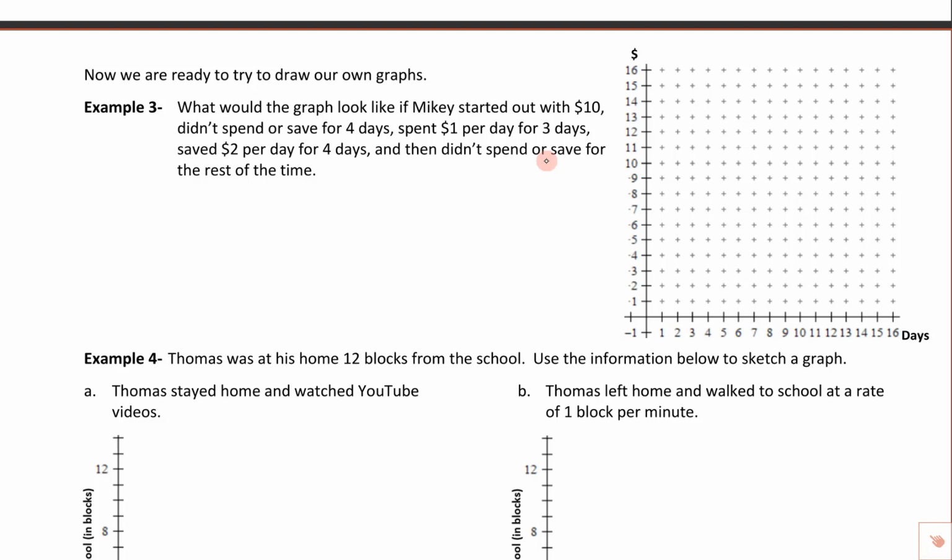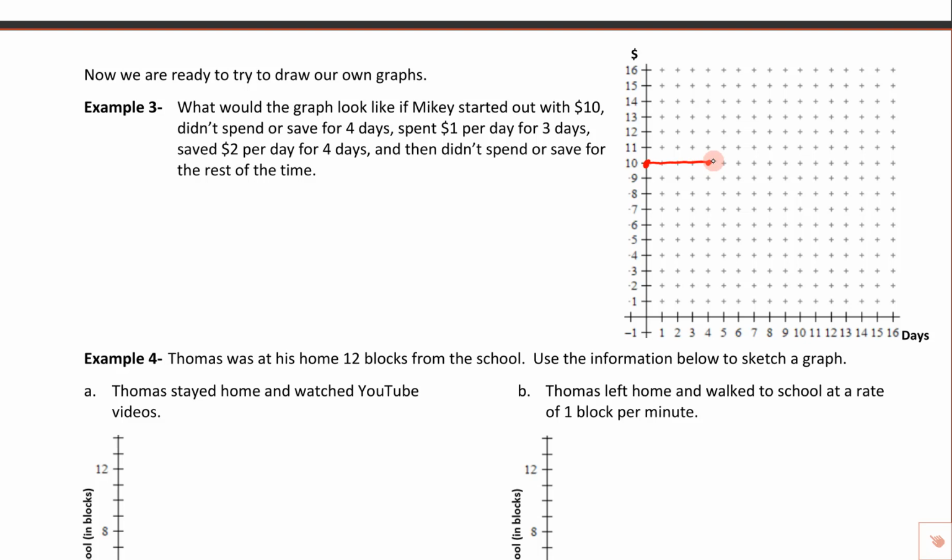Okay, so let's start out with what they started out with here. So he started out with $10. So on day 0, let's start our stopwatch right here. On day 0, he started out with $10. And then it says he didn't save or spend money for 4 days. Well, if he didn't save, it's not going to go up. And if he didn't spend, it's not going to go down. So for 4 days, it's just going to stay exactly the same. It's just going to be flat.